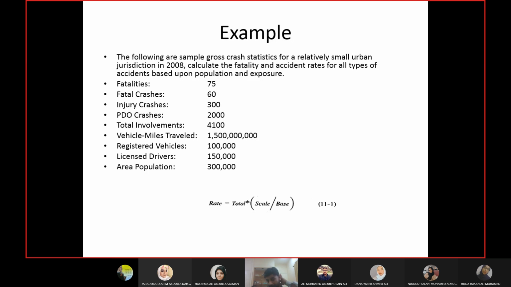So I showed you how to calculate the crash rates, and in this example you are also asked to calculate the fatality rates. You simply change the crashes to fatalities, which is 75. In this example the number of people involved is also given. 4,100 people have been involved in the accident, so you can also calculate the involvement rates as well. You just replace the number of crashes with number of people involved.